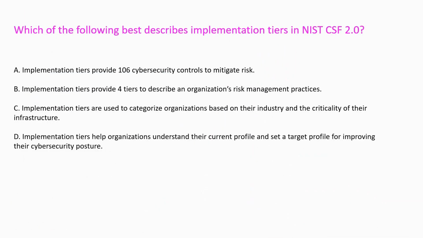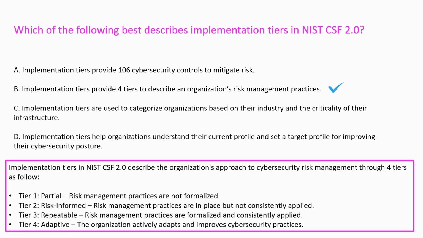Let us discuss the next question. Which of the following best describes tiers in CSF? Correct answer is option B. As we discussed earlier, there are 4 tiers. Option A is about framework core that provides 106 subcategories that you need to adopt. Option D is about profile, to understand your current profile and expected profile.